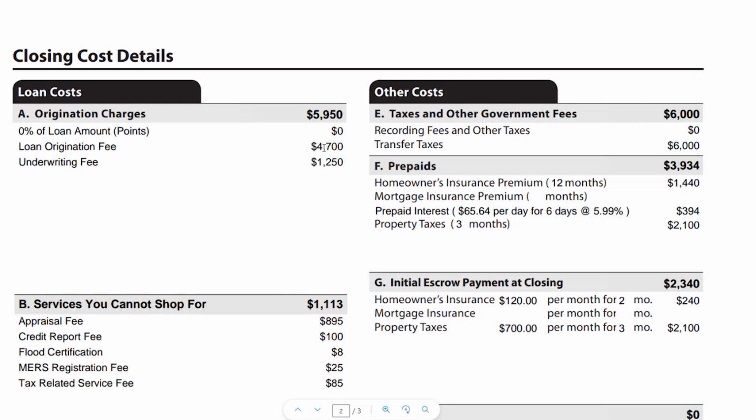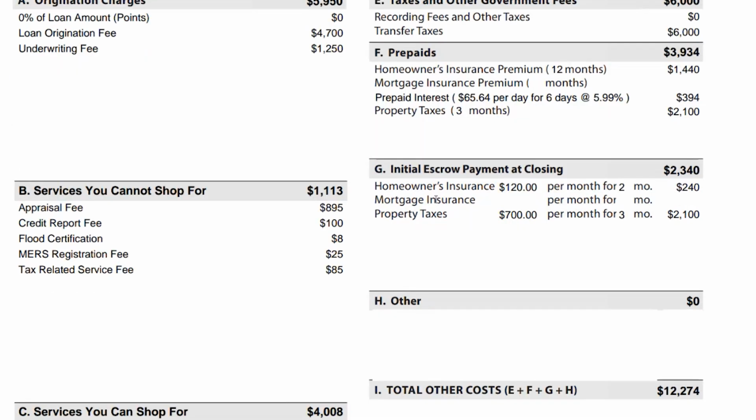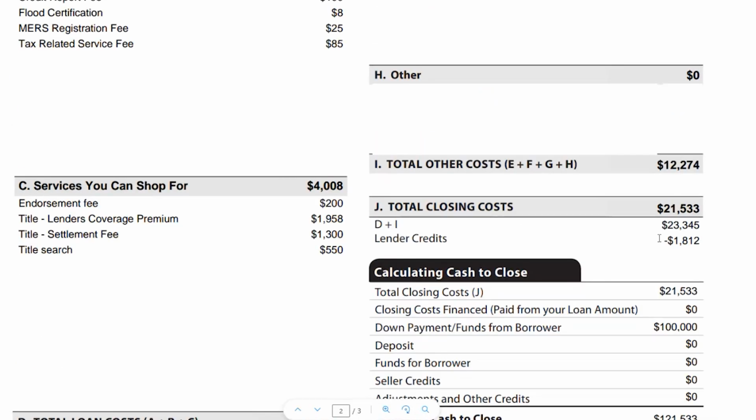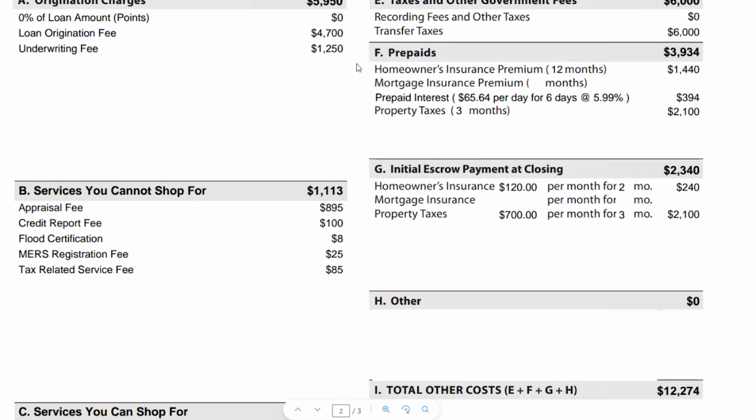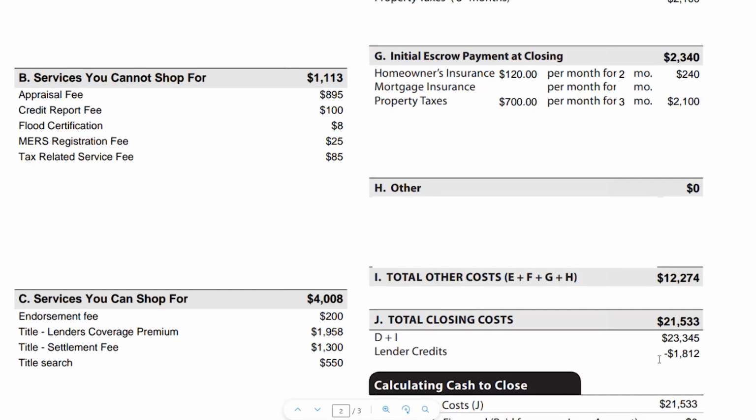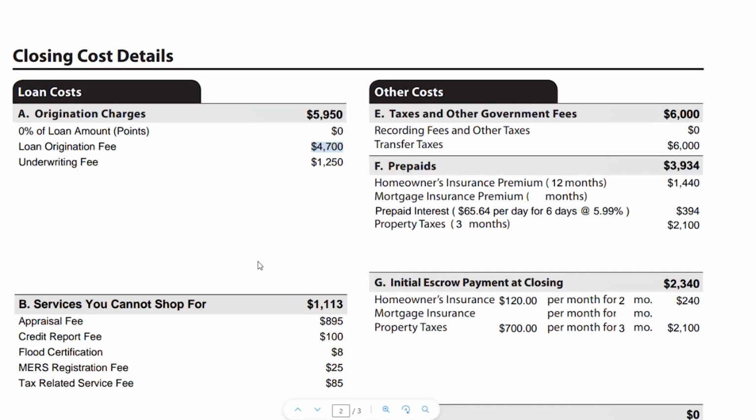Again, this is just an example. This is your loan origination fee, usually your broker fee. However, this one is related to the item here on the bottom, item J, what's called lender credit. You see, in this case, lender credit is $1,800. So your broker fee is actually this minus the credit that the bank is giving you towards the closing cost. So you only will pay the net, which in this case is a little bit less than $3,000. 4,700 minus 1,812. Okay, we're moving on.